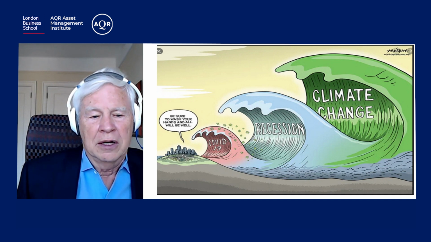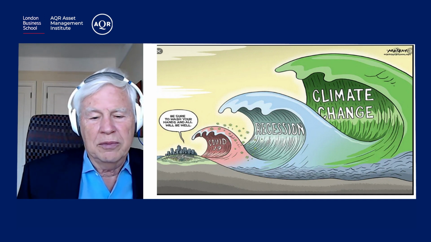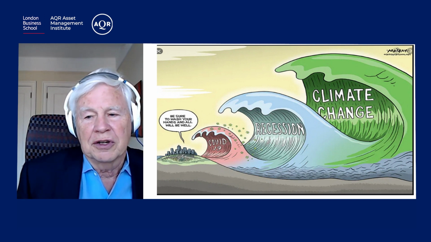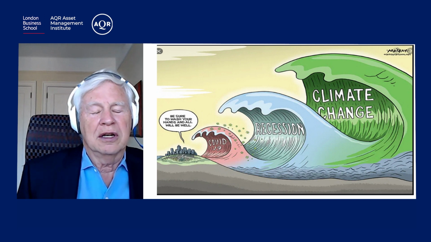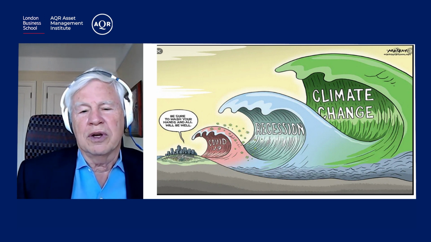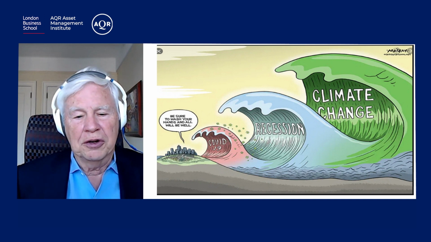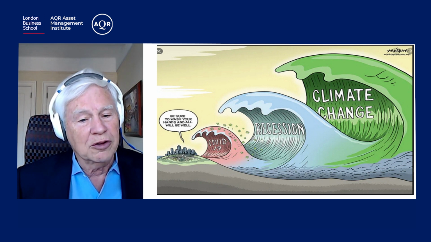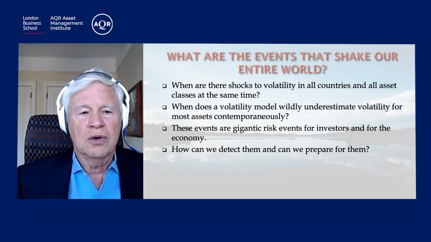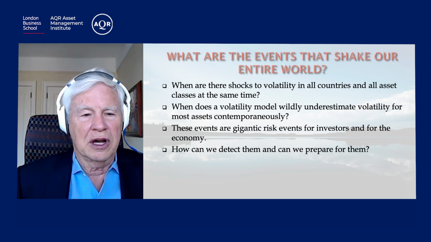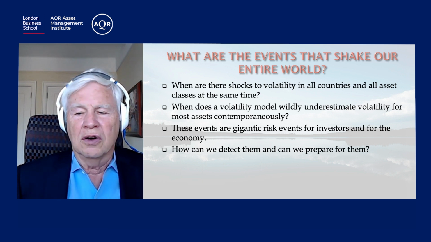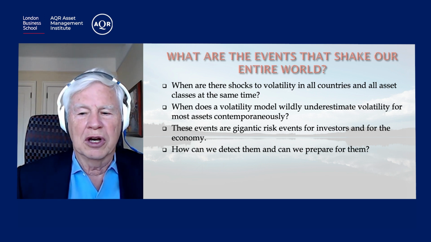And there's a little picture. I mean, we might be worried about COVID, but we might have other risks that are coming along at the same time. And it's always an important thing for a risk manager to recognize there are lots of different kinds of risks, and he or she has to prepare for all of them. So what are the kinds of events that turn the world red in this kind of way? What are the events that shake our world in all countries and all asset classes at the same time?